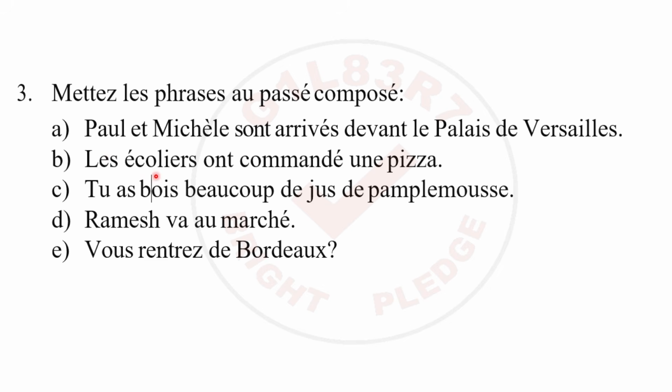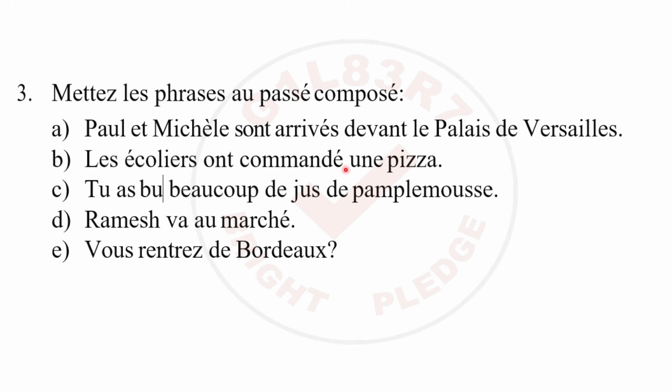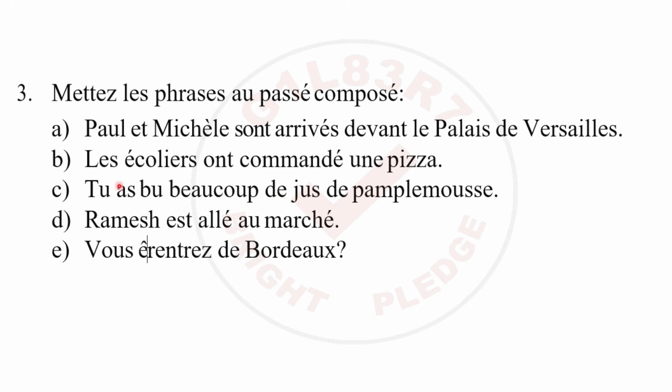The second one, the school children have ordered a pizza. Okay, so auxiliary verb is avoir followed by the past participle. Next one, you drank. So tu as bu, meaning you drank a lot of grapefruit juice. The next one, Ramesh est allé. So Ramesh went to the market. So auxiliary verb être followed by the past participle. Okay. And the last one, you returned from Bordeaux. Again, auxiliary verb être followed by the past participle.